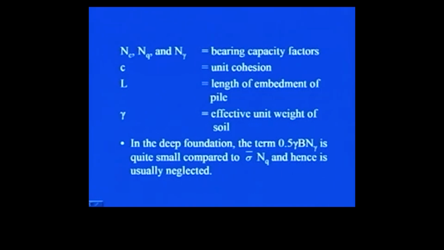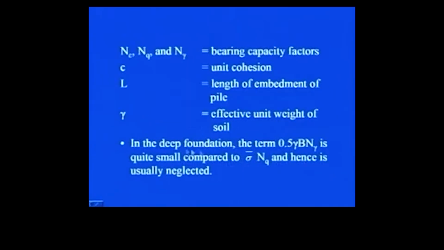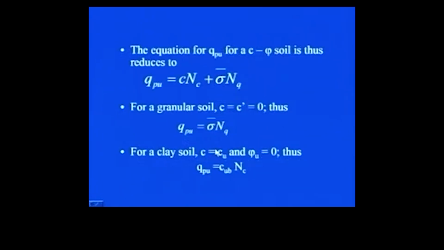In the deep foundation, the term 0.5 gamma B N gamma, that is this term. You see there are three terms: c Nc, sigma bar Nq, and 0.5 gamma B N gamma. What happens in case of deep foundation is that this last term, the third term 0.5 gamma B N gamma, is quite small as compared to sigma bar Nq, and hence it is usually neglected. So, the resulting equation for unit point bearing resistance for a c-phi soil gets reduced to only two terms, that is c Nc plus sigma bar Nq, where Nc and Nq are bearing capacity factors, c is unit cohesion, and sigma bar is the effective overburden pressure at the tip of pile.